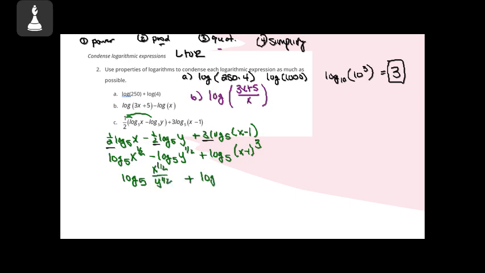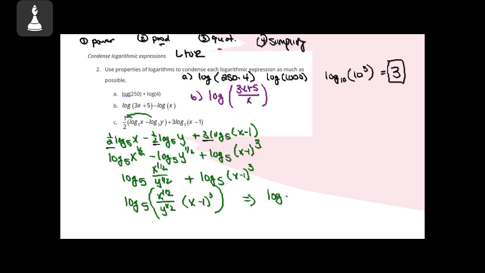Okay, so now I have a plus here, which means I'm then going to take this one and multiply it to that one. So log base 5 of x to the half over y to the half times x minus 1 cubed. I'm going to put this in a big set of parentheses here. The last thing you may see is these both have the same power of half. Well, a half power is the same as a square root, so I could write this as log base 5 of the square root of x over y times x minus 1 cubed.